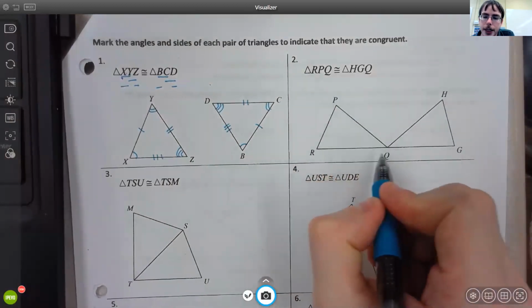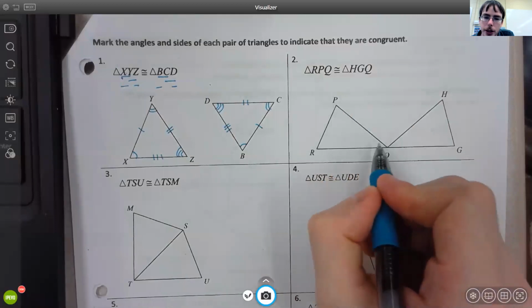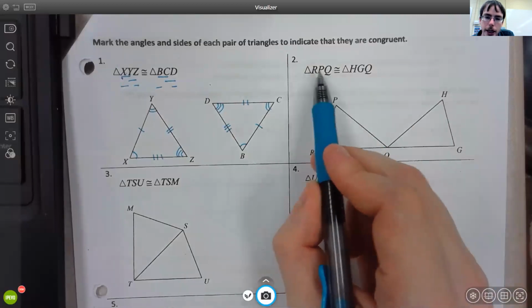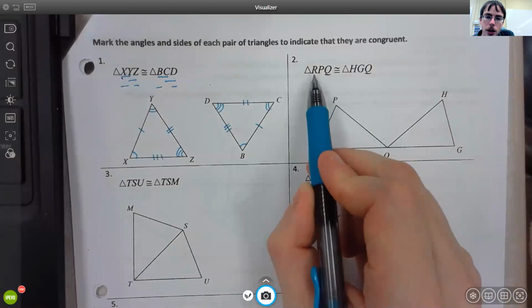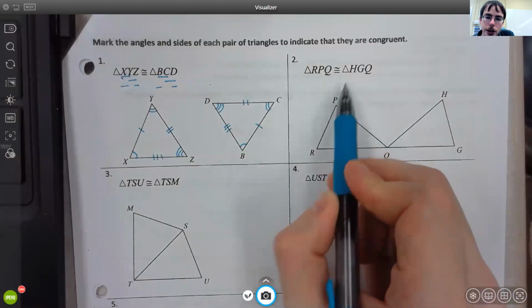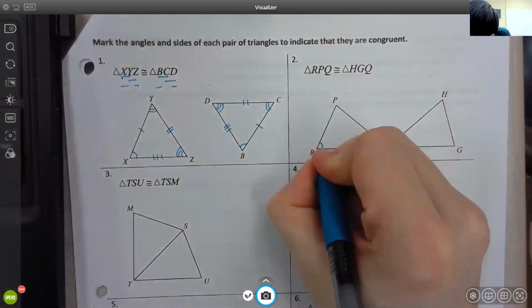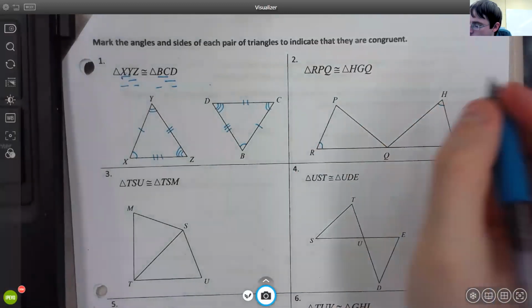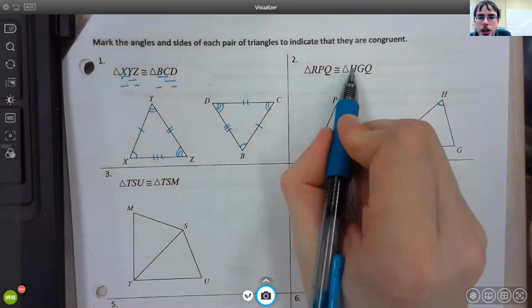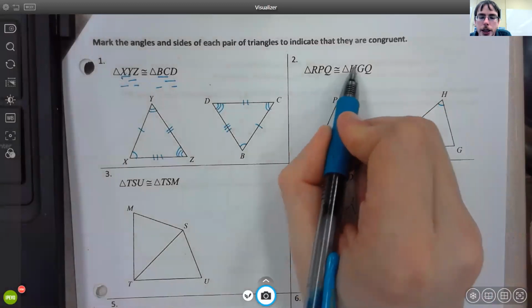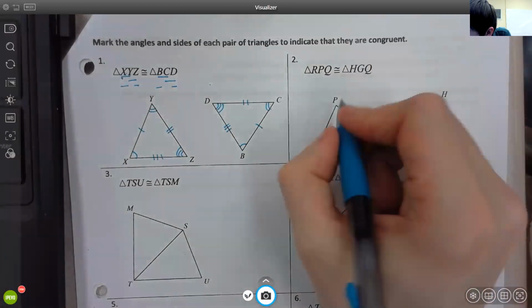Now this one does have a shared point here, but we're gonna just look at what we have. So R is in the first position, H is in the first position, so R and H are congruent. Then we have P in the second position and G in the second position, so P and G are congruent, excuse me.